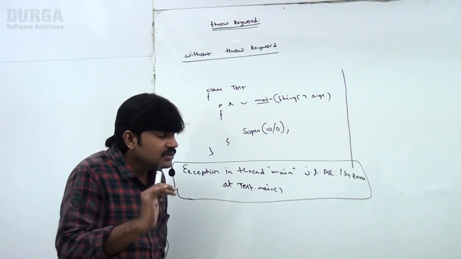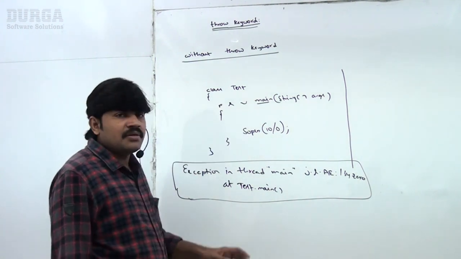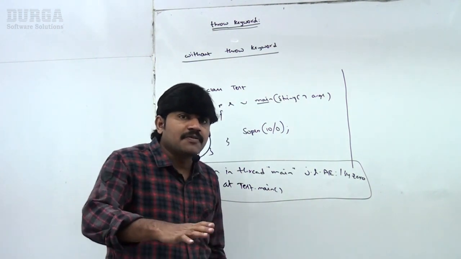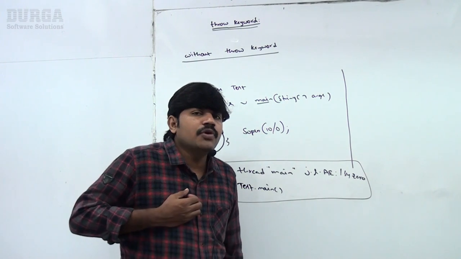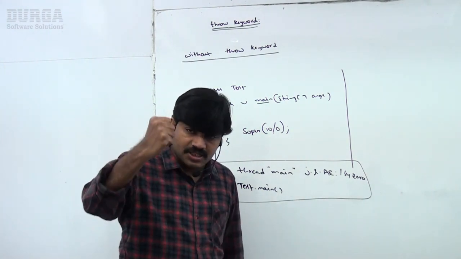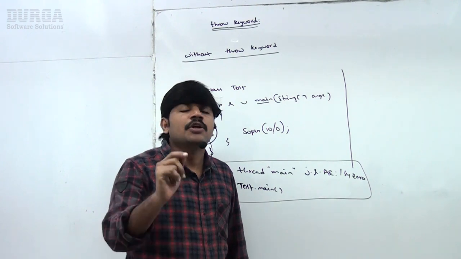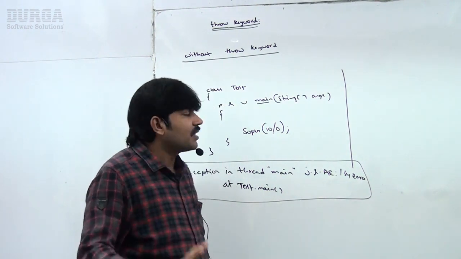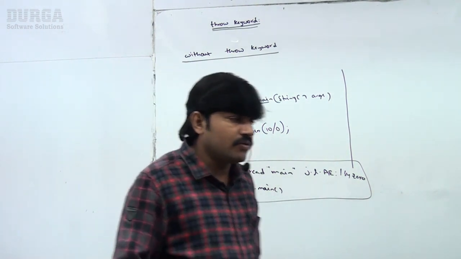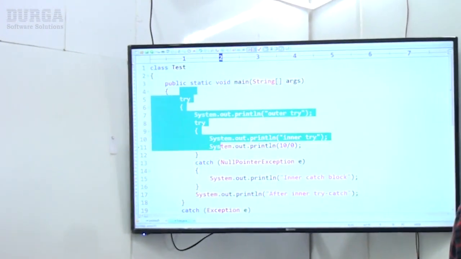Correct, right? Now, sir, the same thing I want to do manually. I want to create the exception object explicitly. I want to hand it over to the JVM manually. How can you do that? Before that, let me execute up to this point.